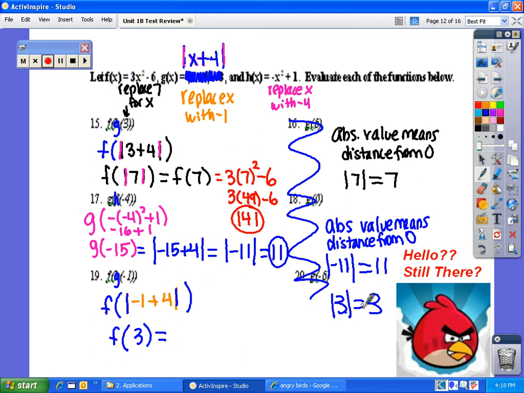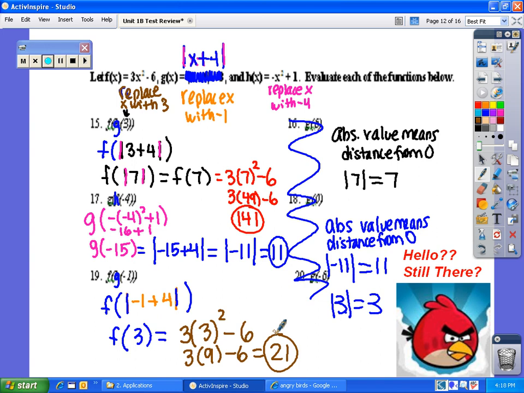So now the f of 3, that means we're going to replace x with 3 in our first one. So now we have 3 times 3 squared on the outside minus 6, because you're replacing x in here. So do PEMDAS, 3 squared is equal to 9. So 3 times 9 is 27, minus 6 is 21.